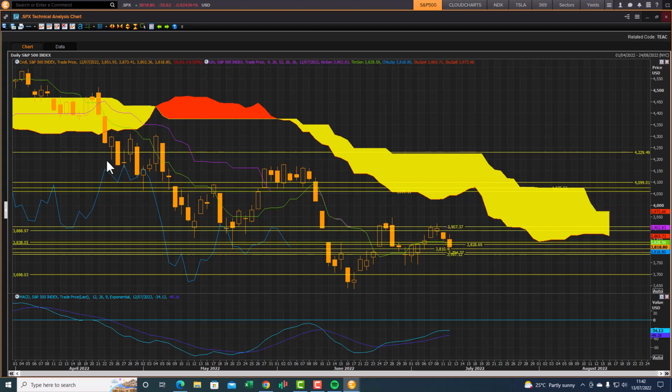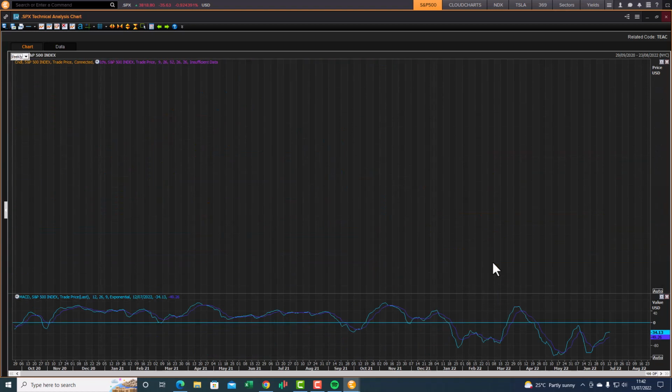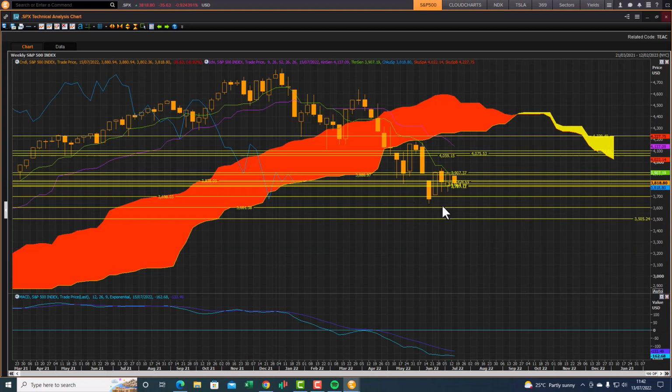The overall market is still bearish on the daily, and it's also still bearish on the weekly, since price action is below the Ichimoku cloud.